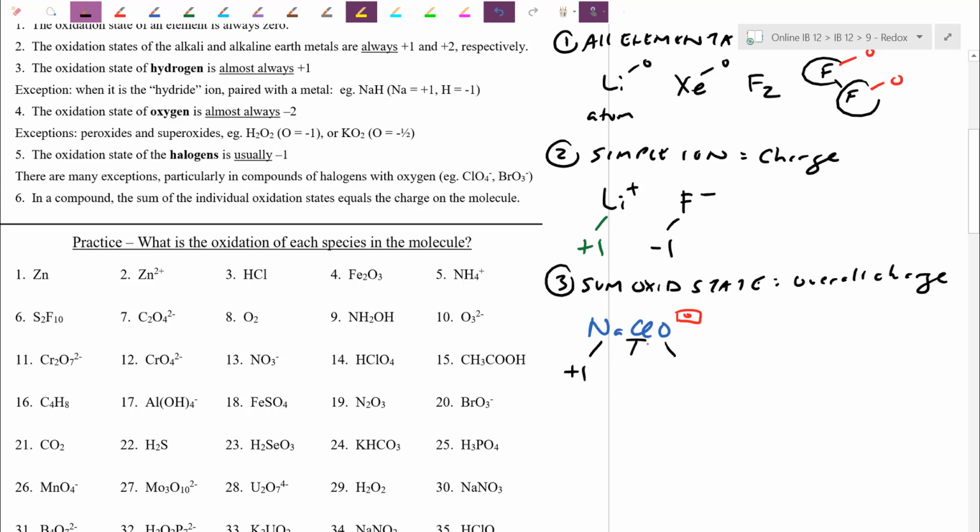Chlorine, I didn't know. I don't actually have any rules for it. It's oxygen that I have a rule. Oxygen is usually going to be -2, so therefore chlorine has to be +1, so that when you add up all those ones there, it actually adds up to the overall charge.